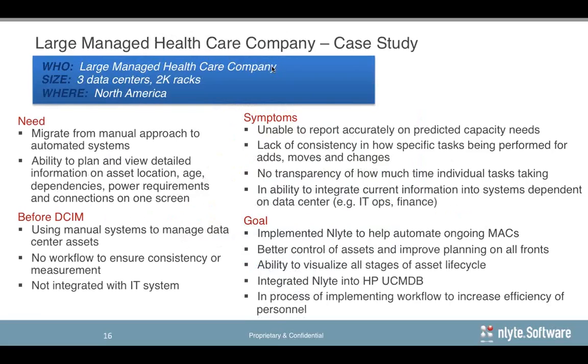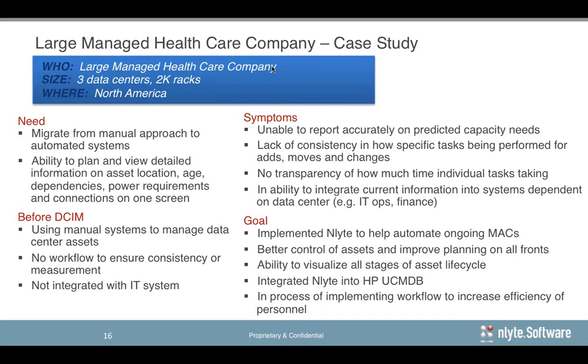One, we've had to anonymize because the client didn't want us to mention them by name. They were fine with us sharing the information. But this is a large managed healthcare company here in North America. They have 3 large data centers, approximately 2,000 racks. And their challenge was they needed to move from a manual approach.